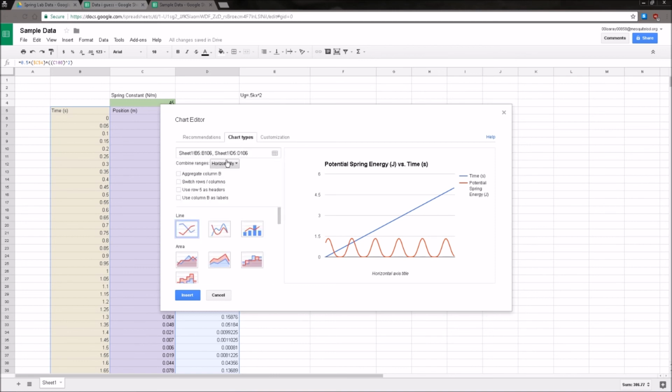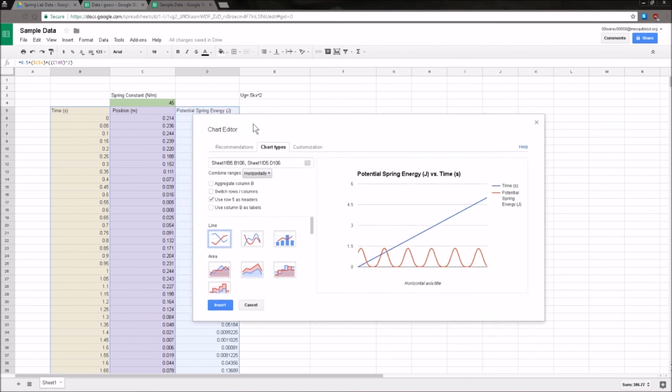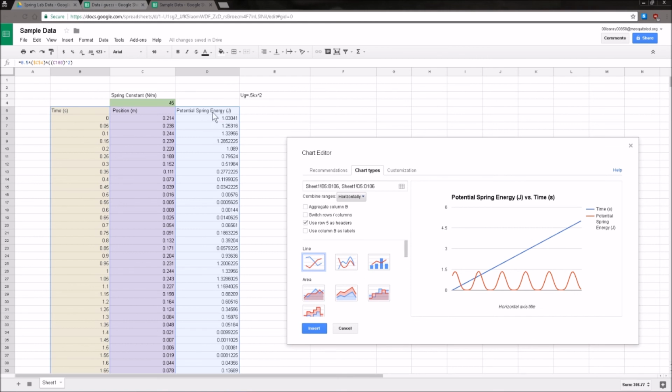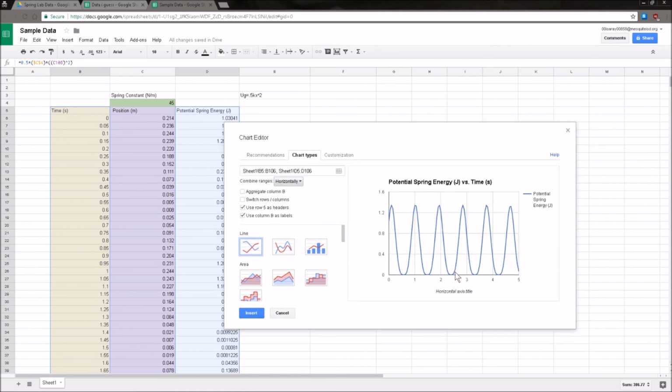Now then, first of all, we want to use row 5 as headers. So that way it knows that we have time and potential spring energy. And also we want to use column B as labels because that is our axis. And now everything is looking a lot better. So now we actually have the potential spring energy oscillating just like we would expect on an oscillating spring.